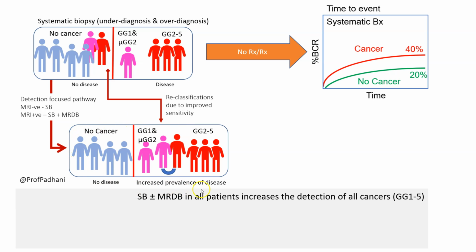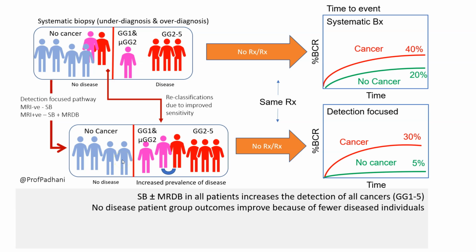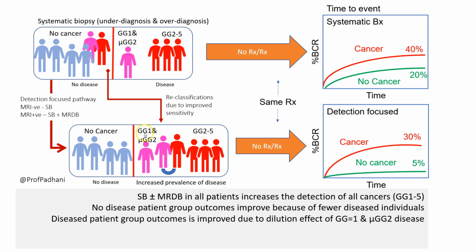So these will be the proportion of patients. So there will be an increased prevalence of patients with disease. Now, if you were to use the same treatment as you would have done originally, then what you find is that the biochemical recurrence rates in both groups improves. So in the no cancer patients, you can see there is a lower rate of biochemical recurrence because this group is now purer. This group also improves, and this group improves because of the dilution effect of indolent disease within this group.